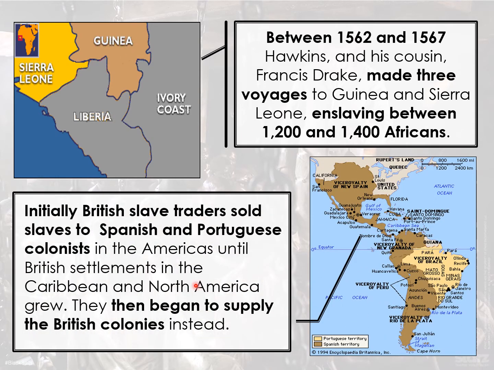They then took these to the Spanish and Portuguese colonists, who were in the Americas and had traded before with Africans. They were quite happy to do it with British people, with African people to trade as well, until the British settlements in the Caribbean and North America grew. Once that happened, they began to supply the British colonies instead, and that became their main port of call, with British ships then going back and forward between the British colonies in the Caribbean, Britain and Africa as their key points.